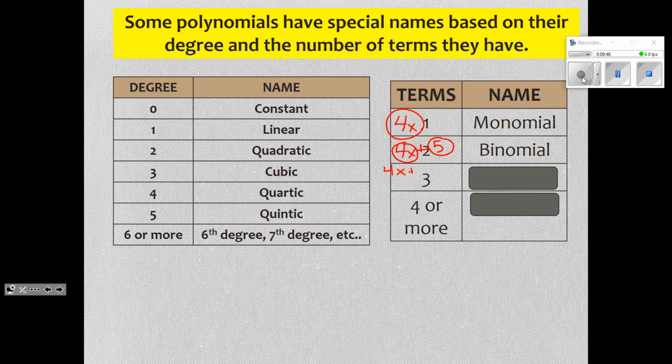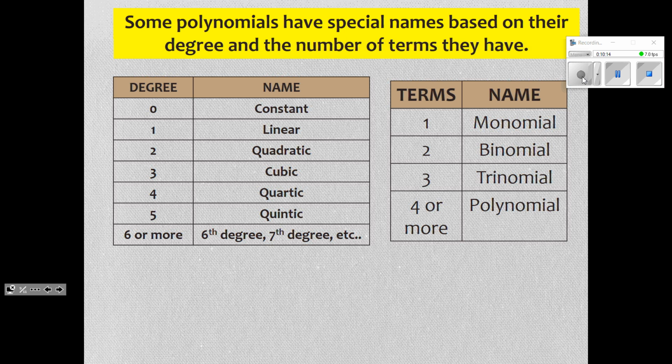If you have 3 terms linked together with a plus or minus sign, if you think of a prefix for 3, we have like a tricycle. So we're going to call this a trinomial. Monomial is one term. Binomial is two terms. Trinomial is three terms. Now, again, when you get to be over three, they do not have special names anymore, and we call every one of them a polynomial. So if it has 10 terms, we just call it a polynomial. If it has 6 terms, we call it a 6-term polynomial.